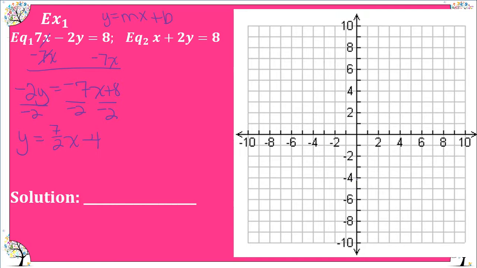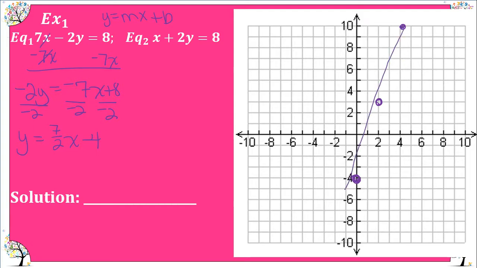We're going to start at 0, -4. We're going to go up 7: 1, 2, 3, 4, 5, 6, 7, and to the right 2: 1, 2. I'm going to go one more time: up 7, and to the right 2.